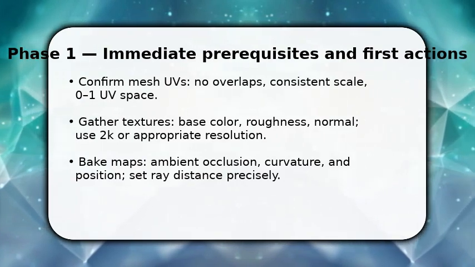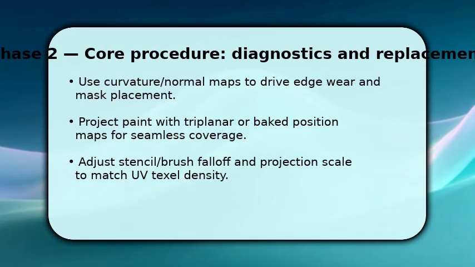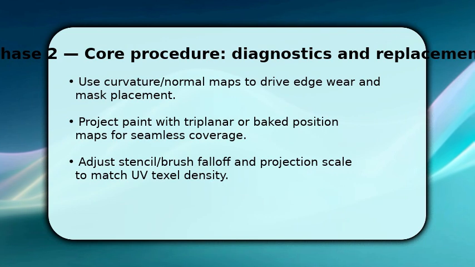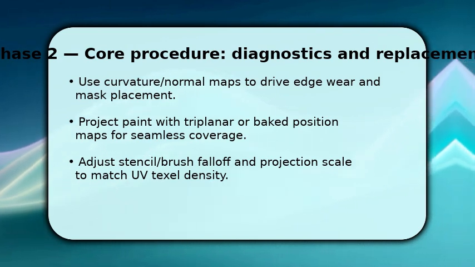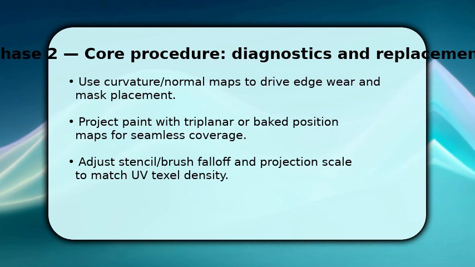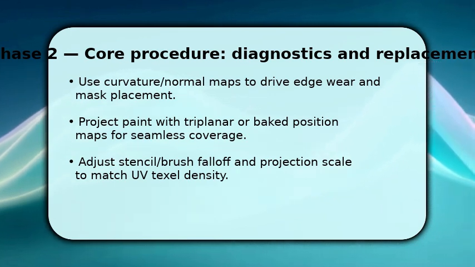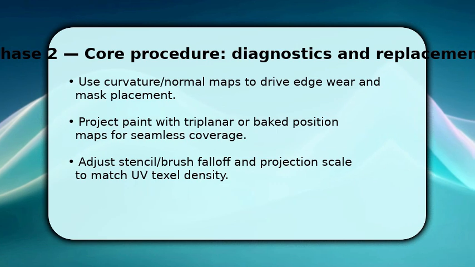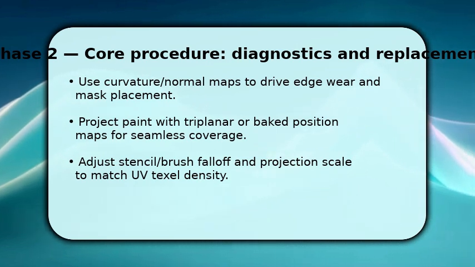Next, you align painting tools to the baked maps so paint obeys surface detail. Use curvature to isolate edges and normals to drive brush orientation. This prevents flat, unrealistic strokes. If UV seams remain visible, switch to triplanar or use the position map to project without seams.